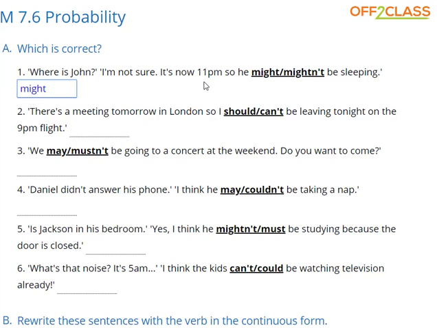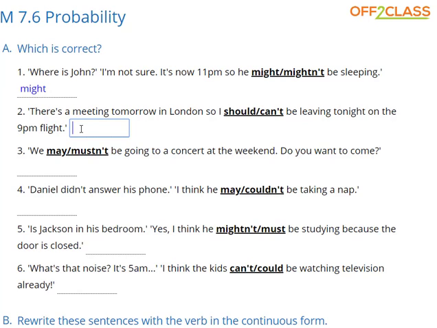because it's very likely he's sleeping. We don't know where John is, so it's possible he's sleeping versus it's not possible. Might is possible, right? So might is a possibility. It's not guaranteed. It's just a hypothesis, a guess. Right? There's a meeting tomorrow in London, so I should / can't be leaving tonight on the 9 p.m. flight.